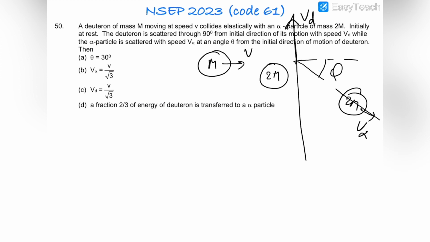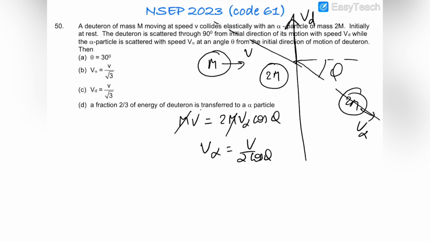So we know that mv is equal to 2m v alpha cos theta. We are balancing the momentum in the x-axis. So v alpha is equal to v by 2 cos theta. As well as we can say that on the line of impact, e is 1. So on the line of impact the relative velocity after the collision, this angle is 90 minus theta.